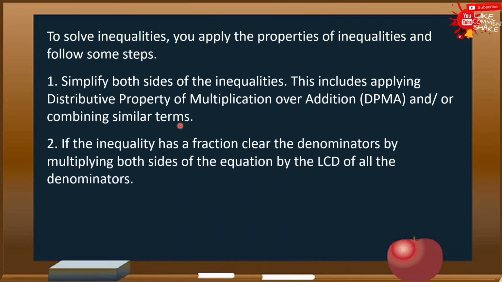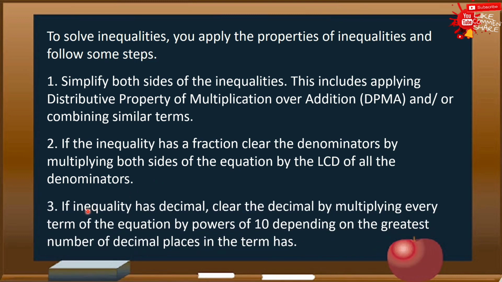Now for number 2, if the inequality has a fraction, clear the denominators by multiplying both sides of the equation by the LCD of all the denominators. So it is the same with the equation. Third, if inequality has decimal, clear the decimal by multiplying every term of the equation by powers of 10 depending on the greatest number of decimal places in the term has. So same with the third step in equation.